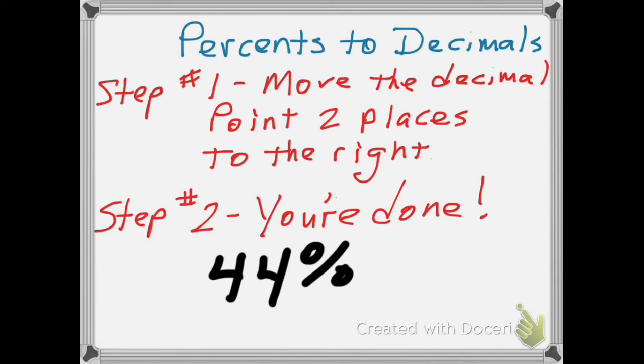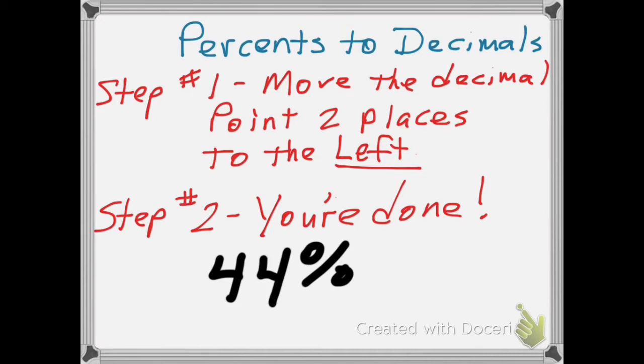Percents to decimals. Step number 1. Move that decimal point 2 places. Whoops. Now I fixed my mistake. Move that decimal point 2 places to the left. I had written to the right. Step 2, there isn't one. You're done.